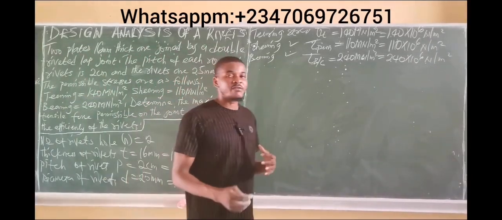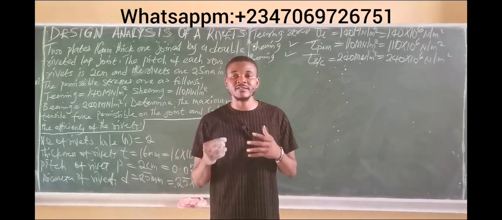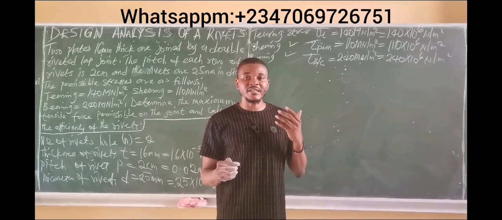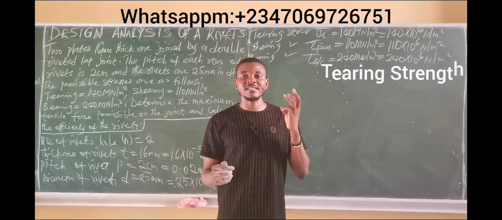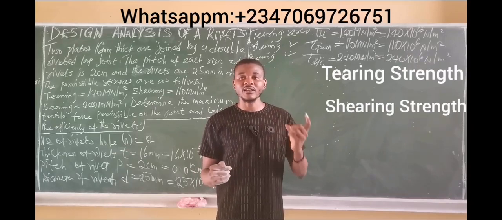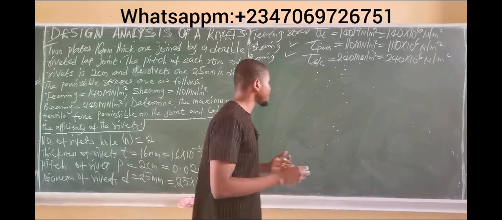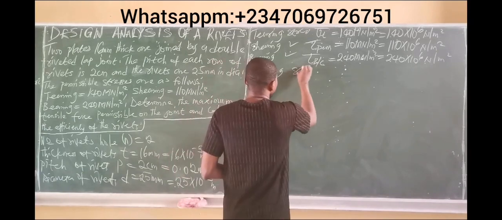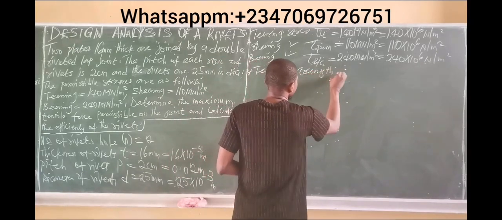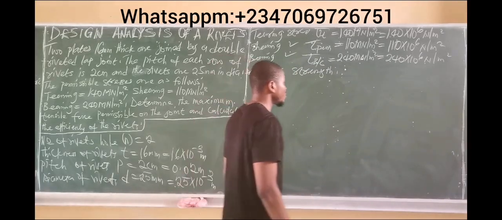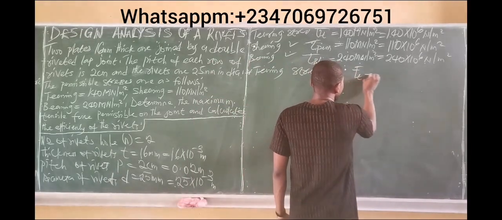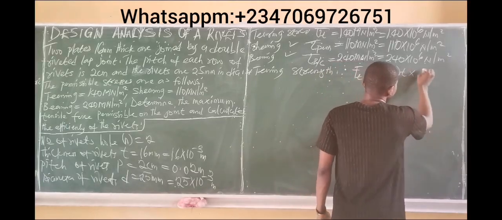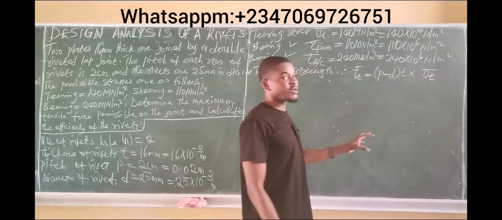Now, the first thing to do is to make an attempt to find the strength of the joint. To find the strength of the joint, we need to design the rivets considering the tearing strength, the shearing strength, and the crushing or bearing strength. So we start by designing the tearing strength. What is the relationship? Tearing strength, Ft, is simply equal to the pitch minus diameter, multiplied by thickness, times the tearing stress. I gave this all in the very first video.